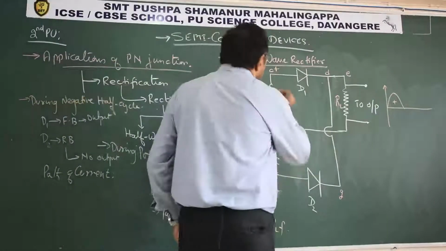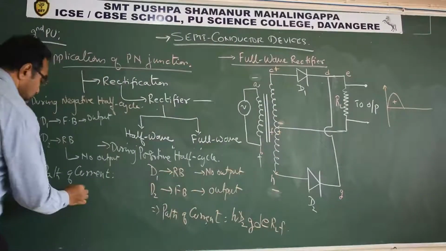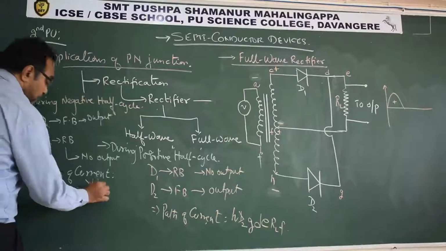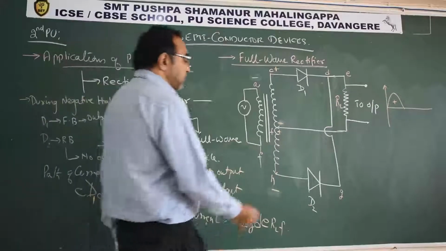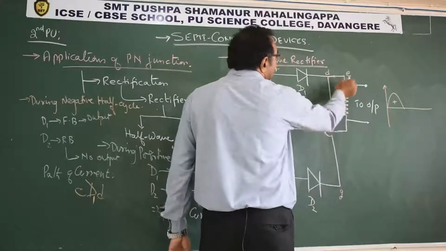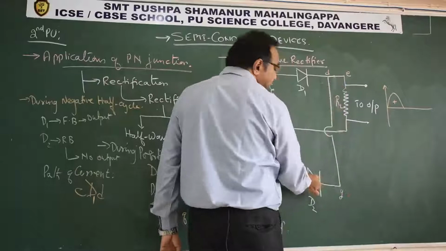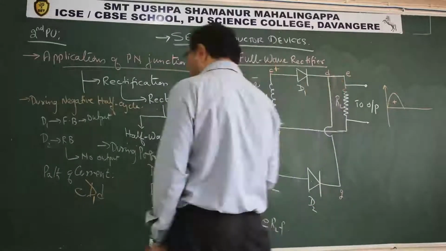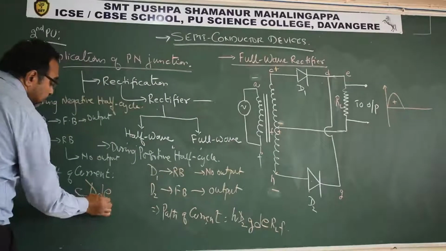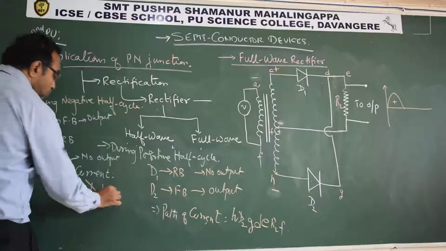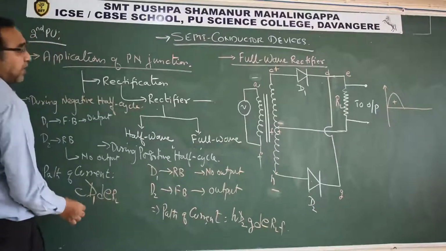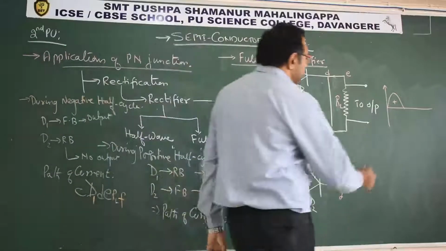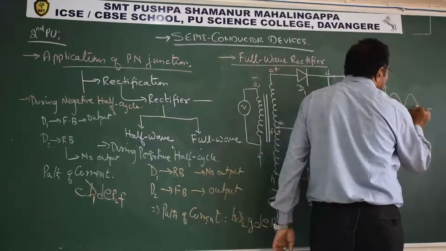Current will flow from C, then D1, then D. Now the question arises, will it go to G or to E? If it goes to G, then D2 is reverse bias. It will not allow. So it will go to E. From E, it will go to the load, and then it will come to F. So there is output.